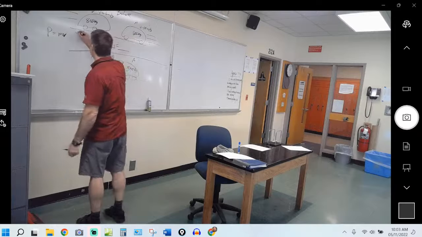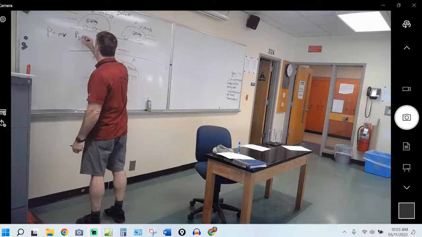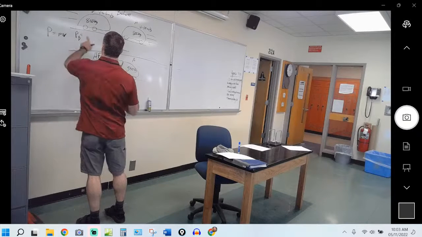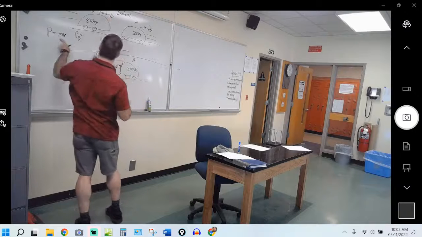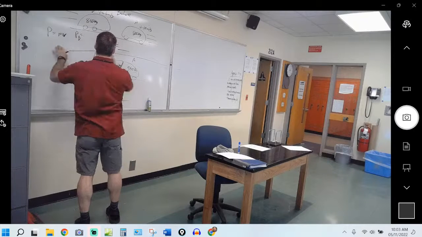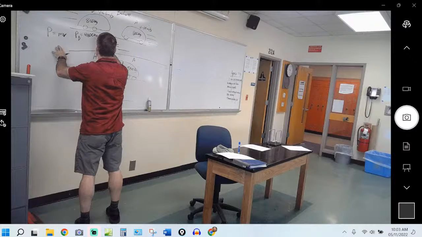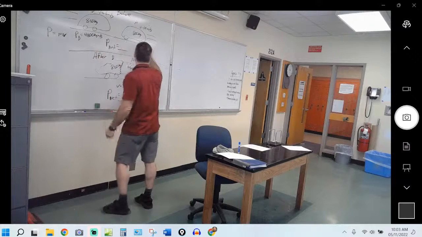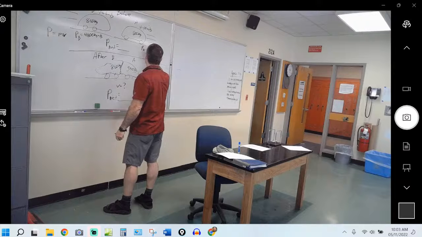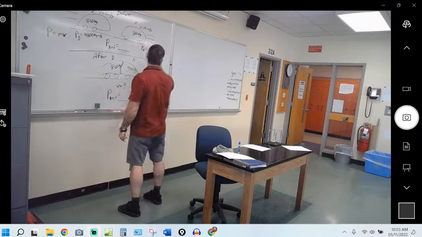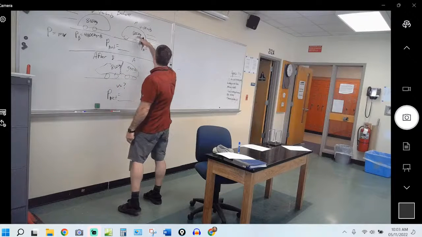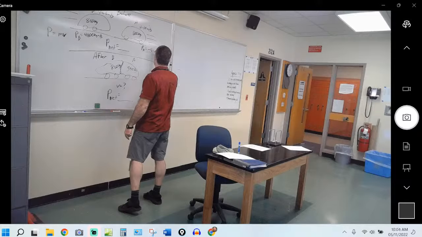So what's the momentum of car B here? It's mass 800 times 6, which is 4,800 kilograms meters per second. And the momentum of A? Negative 5,000, because it's to the left, negative 5,000.